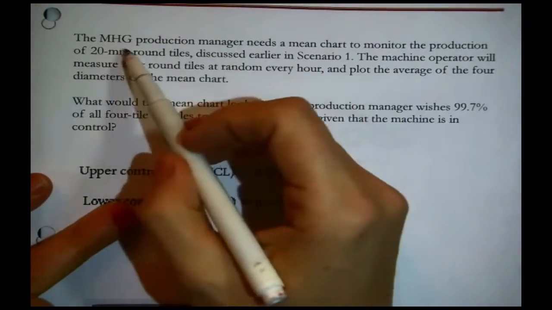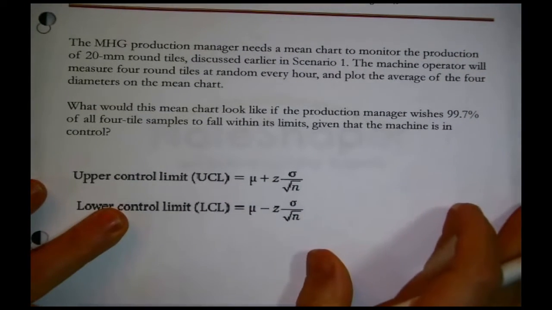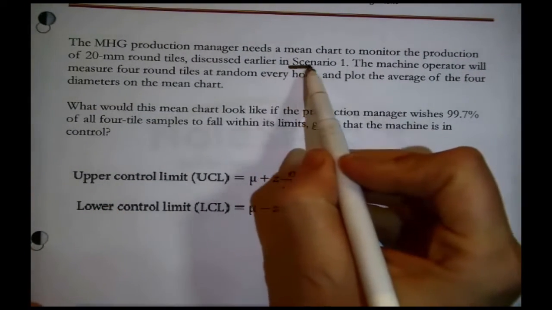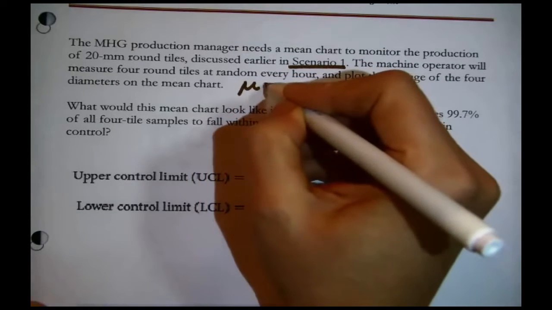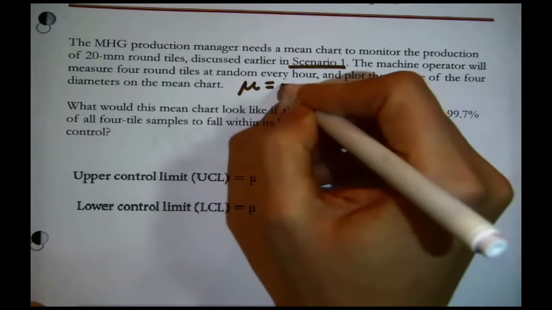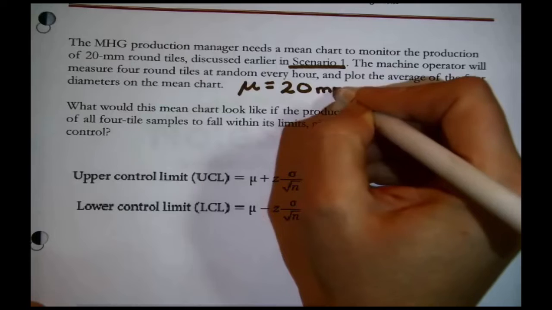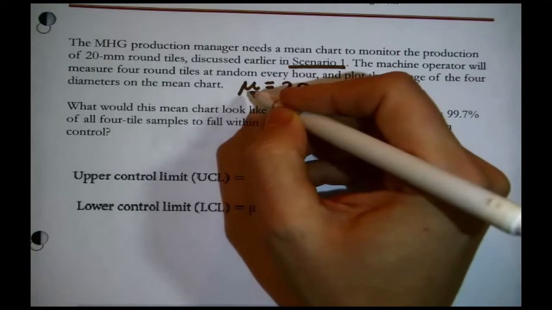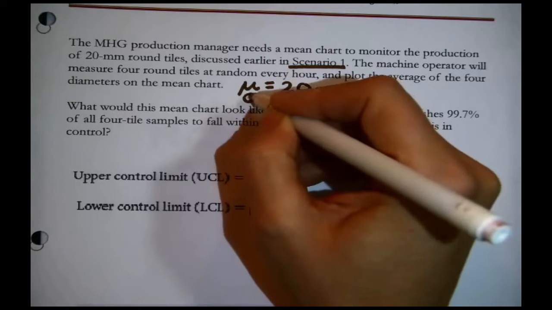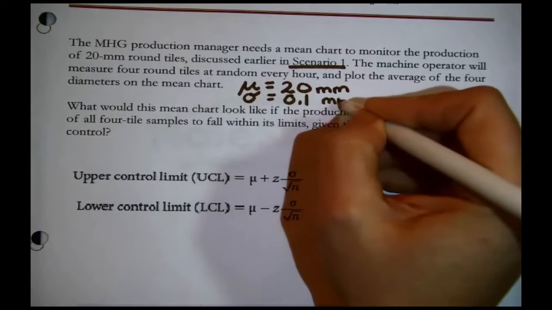The Main House Gaming production manager needs a mean chart to monitor the production of 20 millimeter round tiles discussed earlier in scenario 1. In that scenario, the machine that cuts the tiles that are packed in the board games can cut them with an average diameter of 20 millimeters. And this was the important issue, a standard deviation of 0.1 millimeters.